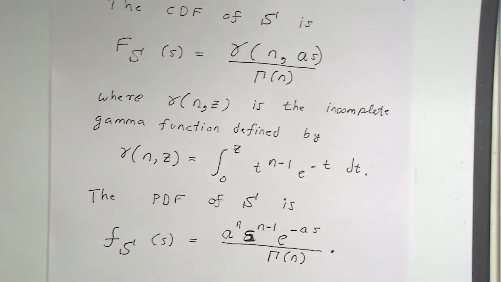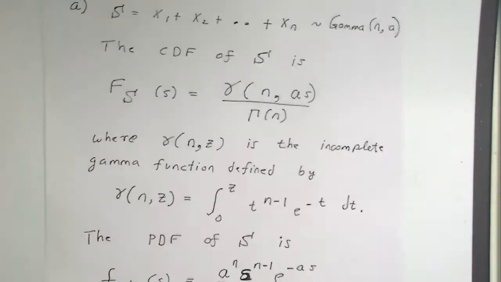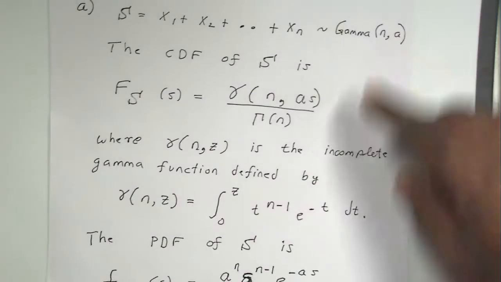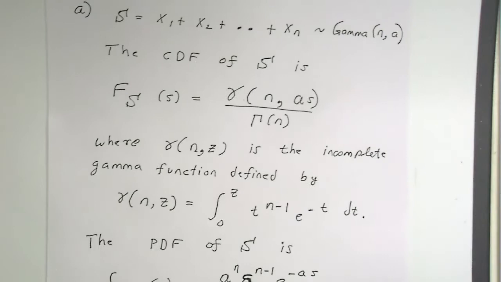So this is the density of the gamma distribution with parameters n and A. I apologize for this. The density of this is equal to this one.